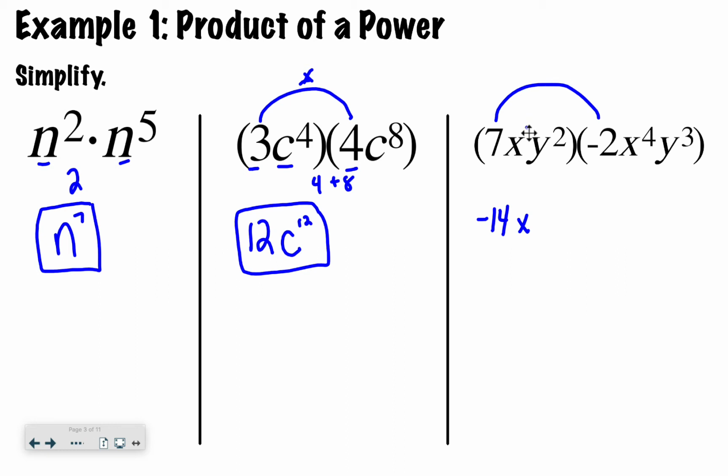But this is an invisible 1. Make sure that you don't forget about that invisible 1. That can be a really tricky thing to work with. But if there's a variable written there and there's no exponent, it's always a 1. Okay, so I have 1 plus 4, which is 5.